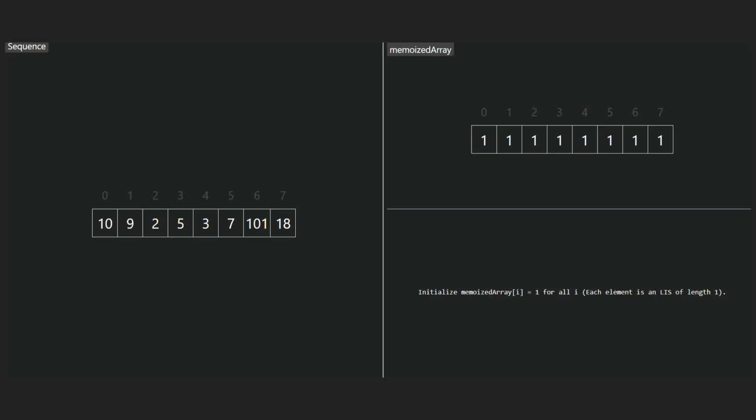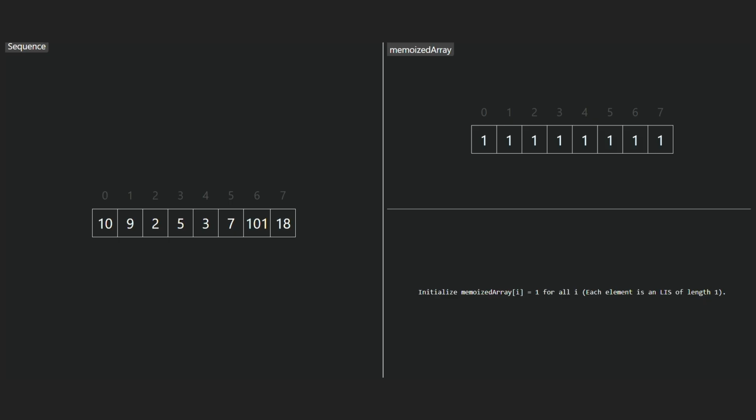Let's follow along with the visualizer step by step, and keep an eye on the logs for detailed calculations. Initialization. We start with a sequence of numbers, array 10, 9, 2, 5, 3, 7, 101, 18. Our goal is to find the longest increasing subsequence, or LIS, where each number in the subsequence is strictly greater than the previous one. On the screen, you see the sequence displayed in a one-dimensional array labeled sequence.